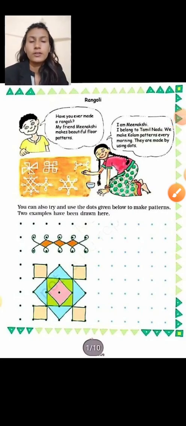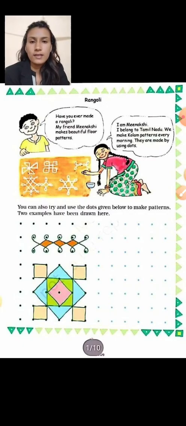Hello everyone, today we will discuss our next topic, Rangoli. Rangoli means pattern with dots. Here we are going to see patterns with dots. So one best example of drawing is Rangoli.